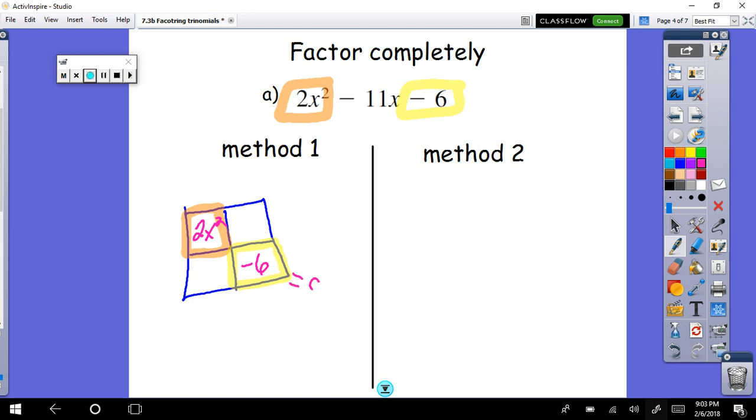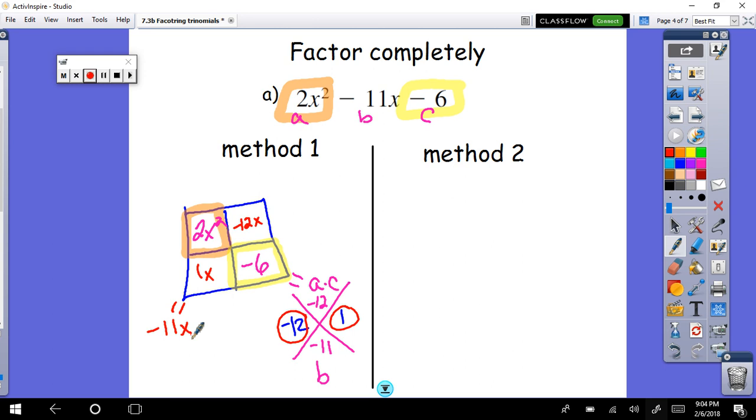You're going to find the product of those two, or the A times the C. So A times C is going to be 2 times negative 6, which is negative 12. And you have to find the product of A and C that add up to B. Our B is negative 11. So two numbers that multiply to negative 12 but add up to negative 11. It's going to be negative 12 and positive 1. Then these two values that you found go in the diagonals with the x's: negative 12x and 1x. Remember, those had to add up to negative 11x.